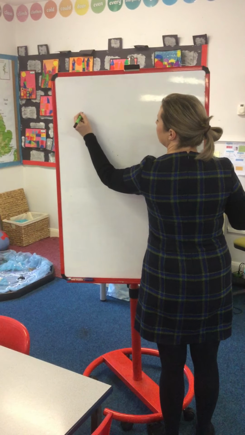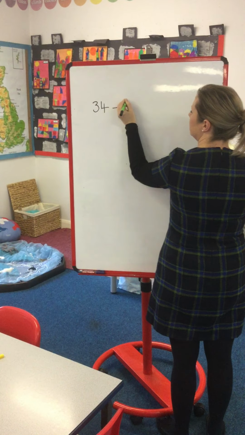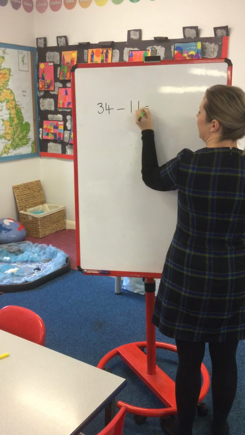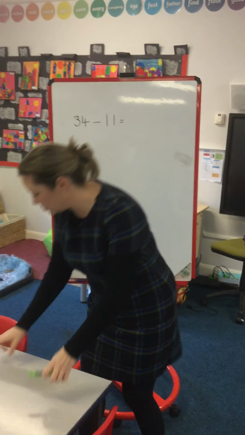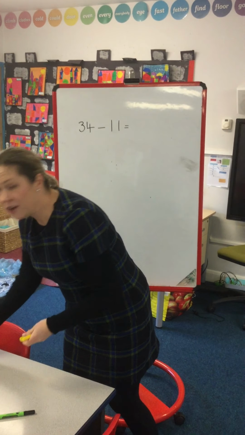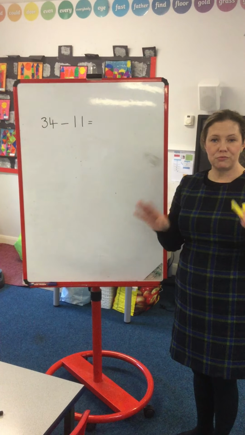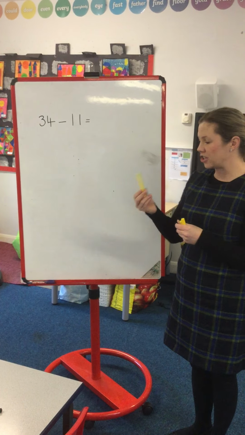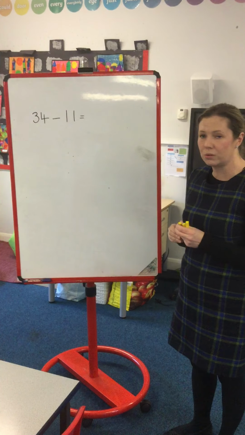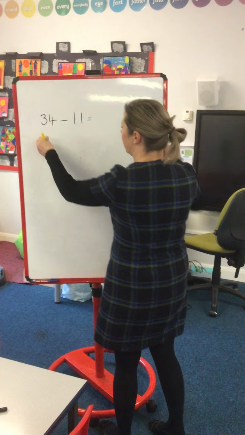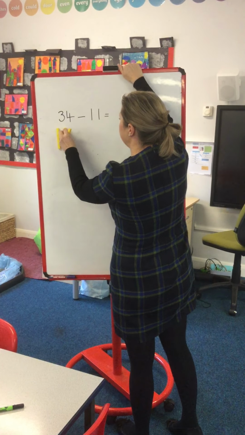So if we do start with 34, take away 11. First of all, we're going to use our concrete again, just like we started with yesterday. And hopefully you all saw that I put on a picture resource yesterday so that you've got pictures that you can cut out and laminate or whatever of the Dienes that we're using in school. So I'm going to make the 34 first of all, like we've done all of the other times.